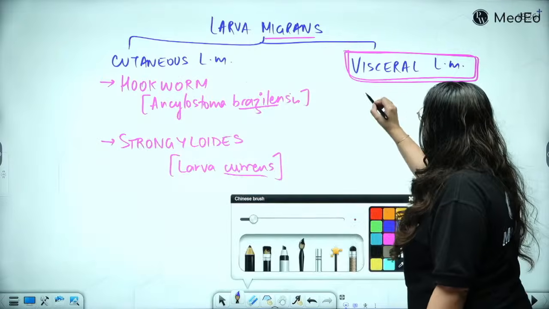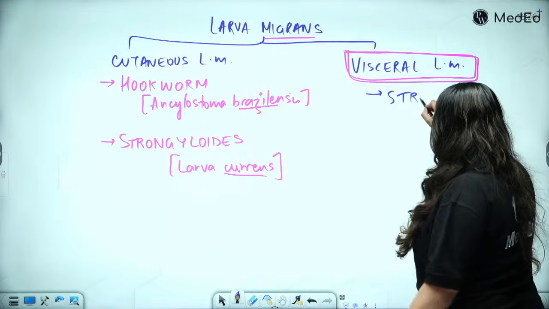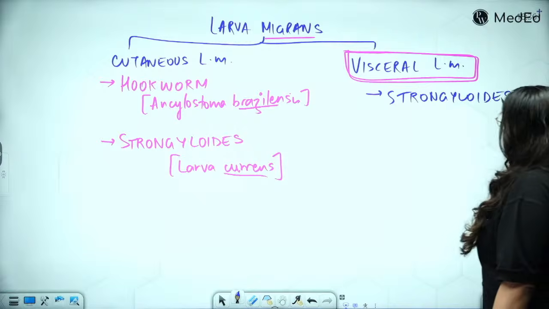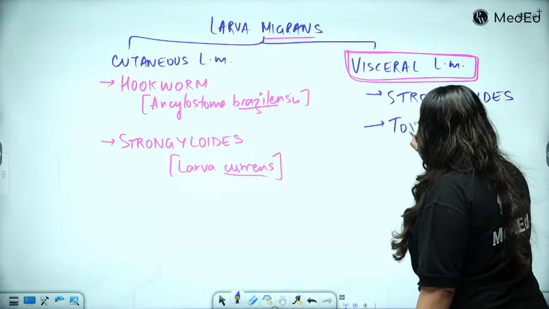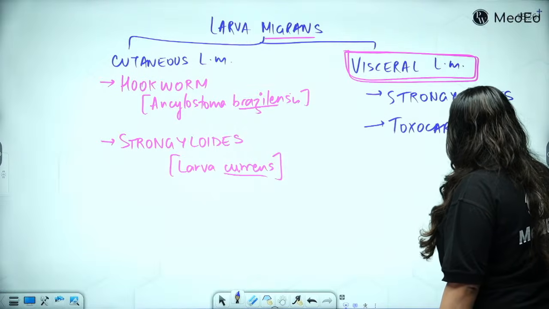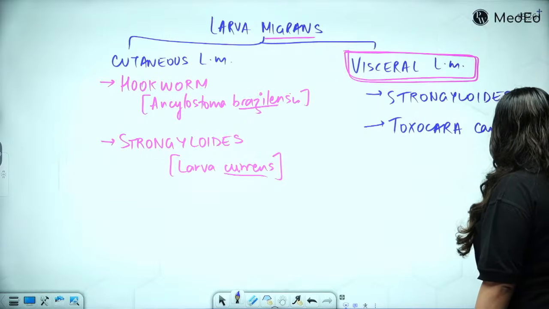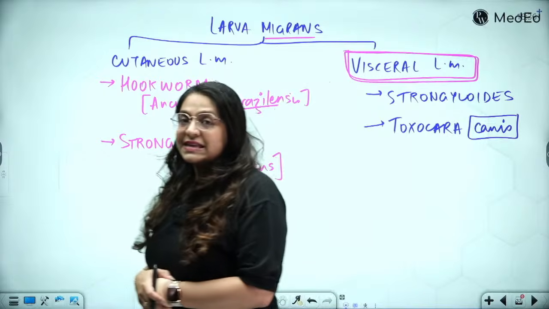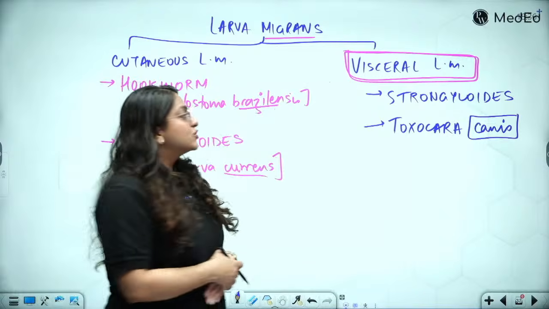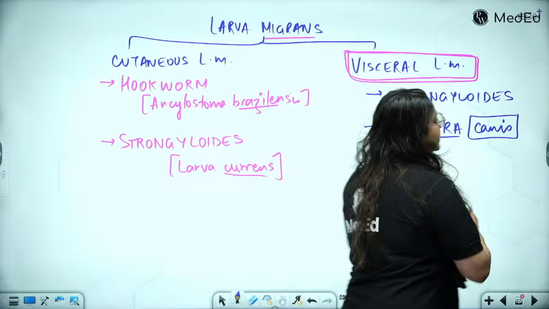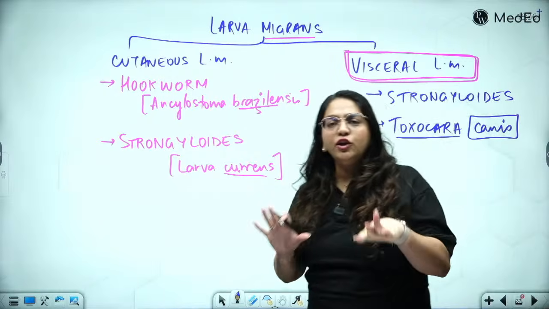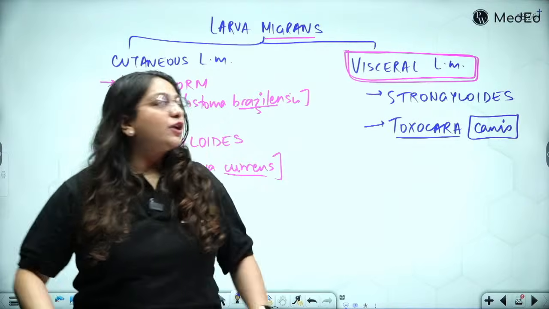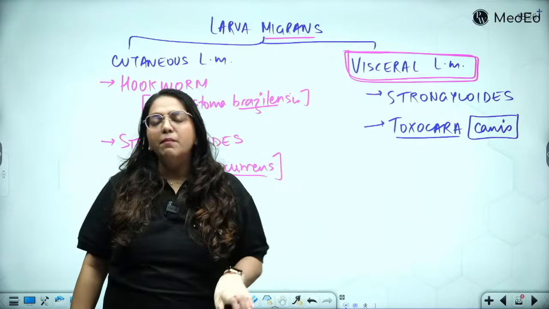Example, one is of course this Strongyloides guy only. But another one is Toxocara canis. Now, canis is who? Canis is dog. So, this guy is actually supposed to cause infection in dogs, not in humans. So, please remember, dog tapeworm is hydatid cyst. Toxocara canis is larva migrans.